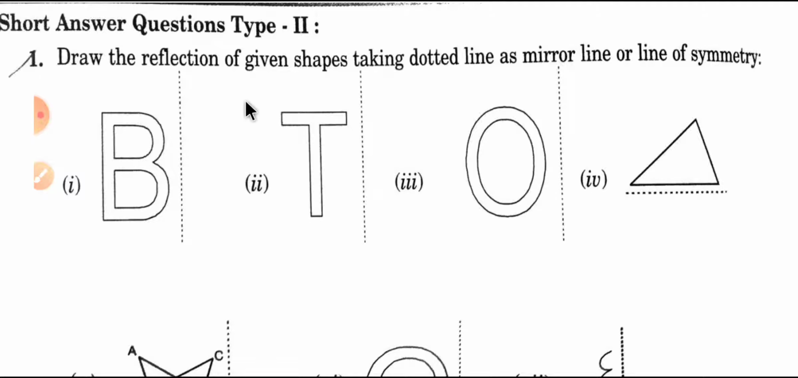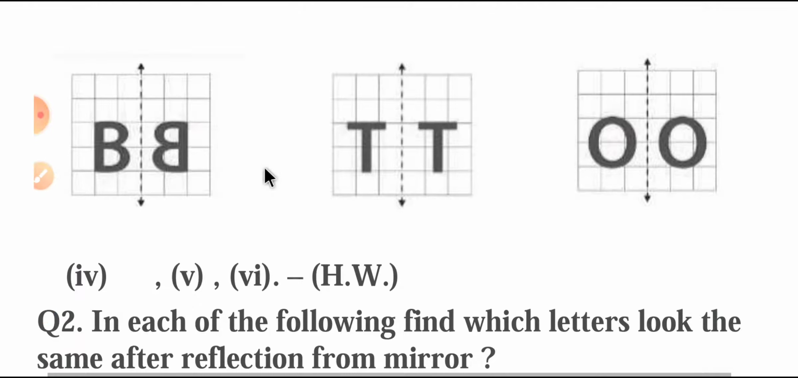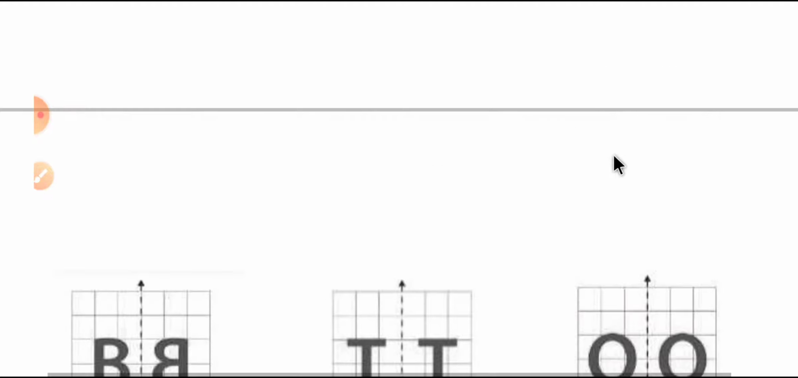Reflection means the image what you see in the mirror, that is called reflection. And this line we call line of symmetry or mirror line. So these are some examples. You can see if we look at B in the mirror along this axis, how will it look? It's opposite, but the size will be equal only. So you have to make it like this. Same T and O will look exactly the same.